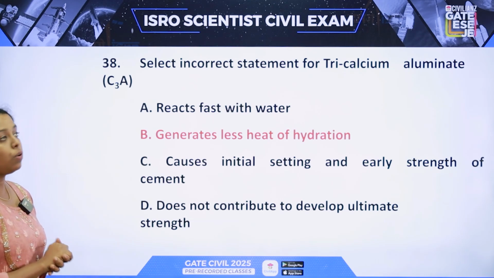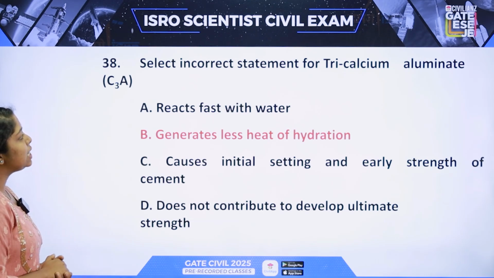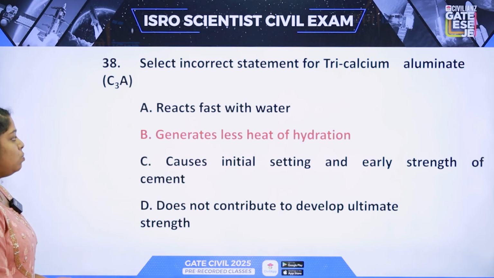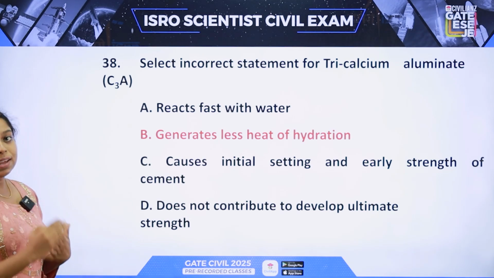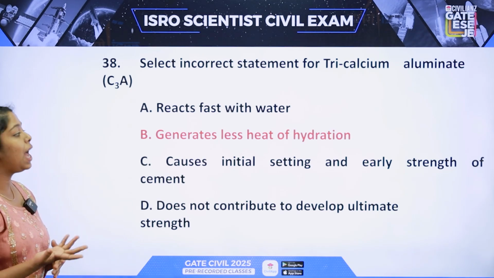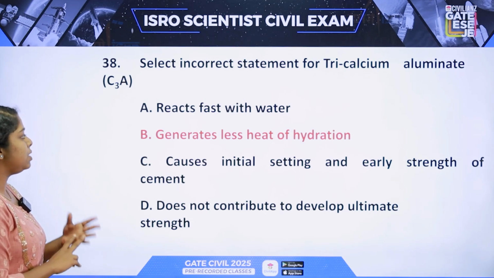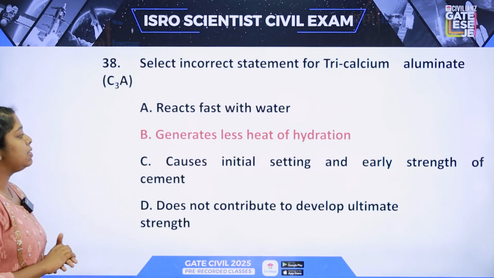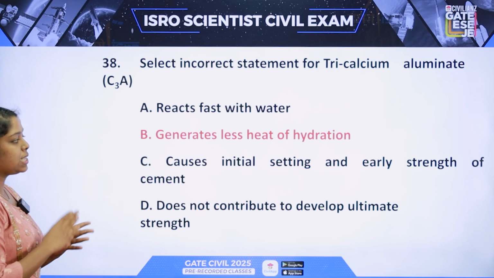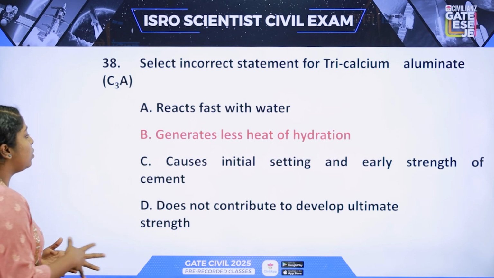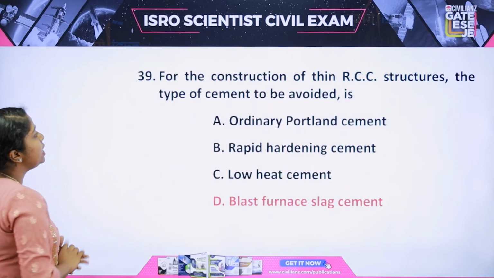Moving on to the next question. Next question is from concrete technology. Select the incorrect statement for tricalcium aluminate. So we know that tricalcium aluminate has generally high heat of hydration. So option B is obviously wrong. So option B is the right answer. It generates less heat of hydration is wrong. So option B. Moving on to the 39th question.